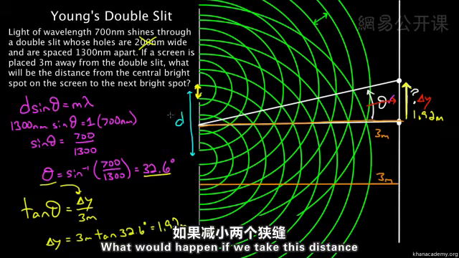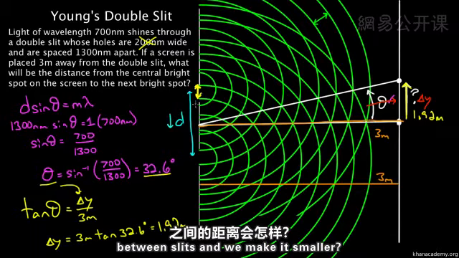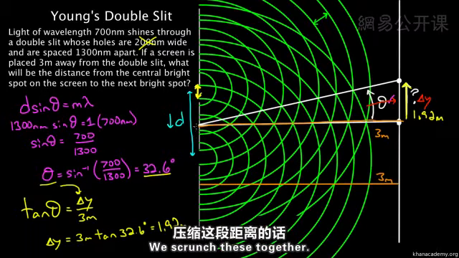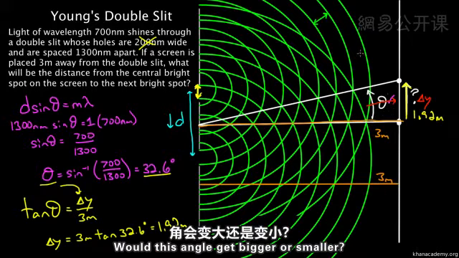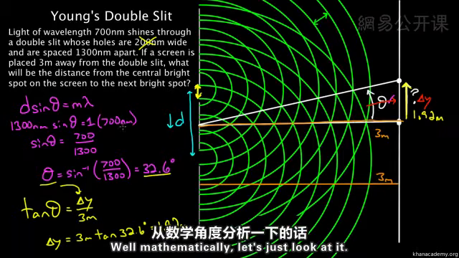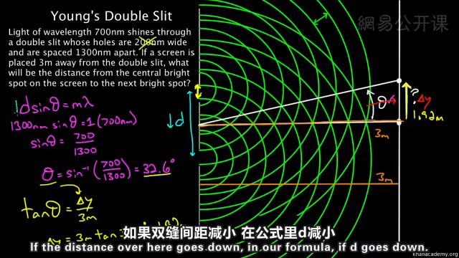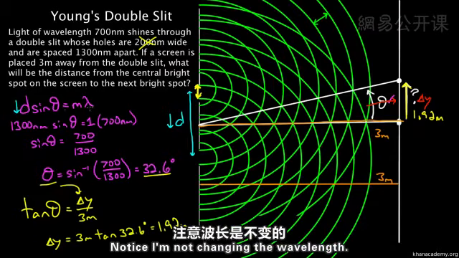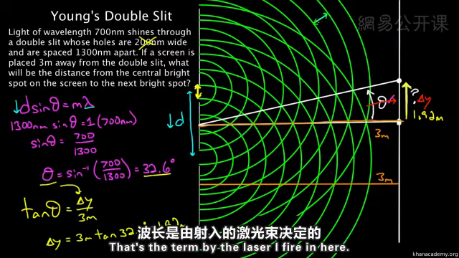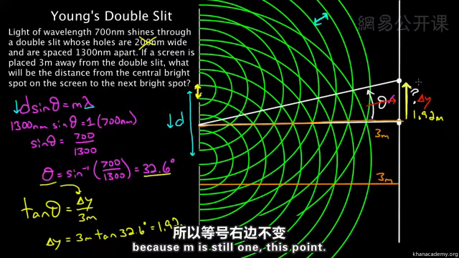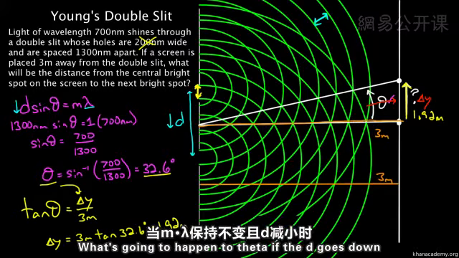What would happen if we take this distance between slits and we make it smaller? We scrunch these together. Would this angle get bigger or smaller? Well, mathematically, let's just look at it. If the distance over here goes down, in our formula, if d goes down, notice I'm not changing the wavelength. That's determined by the laser I fire in here, and this wavelength's staying the same. So this whole side's got to stay the same because m is still 1 at this point. So what's got to happen to theta?